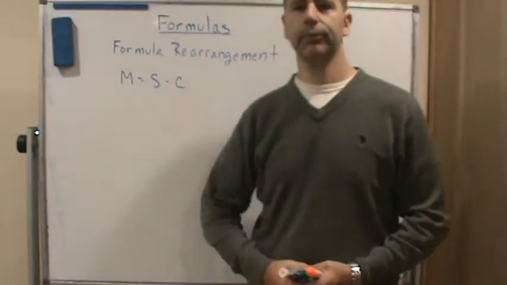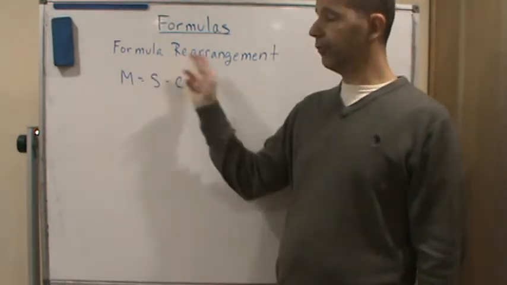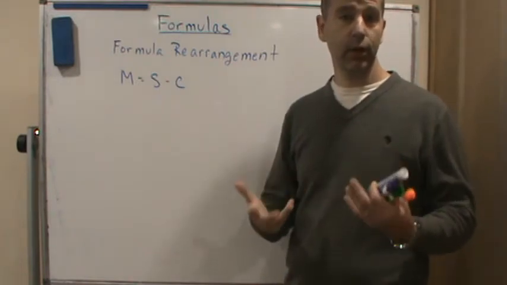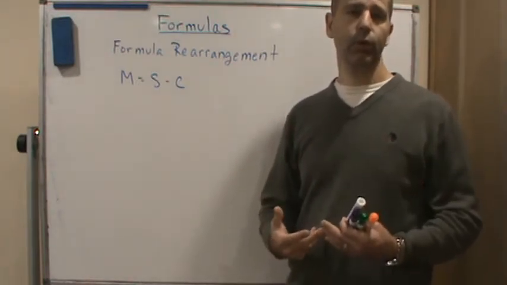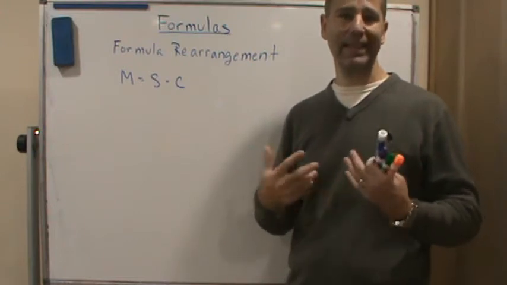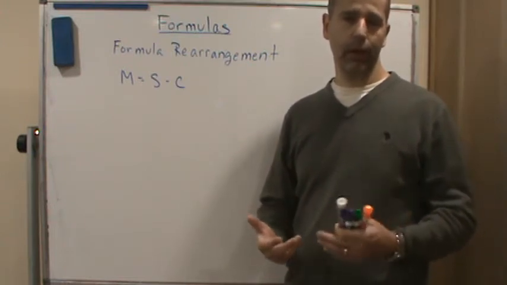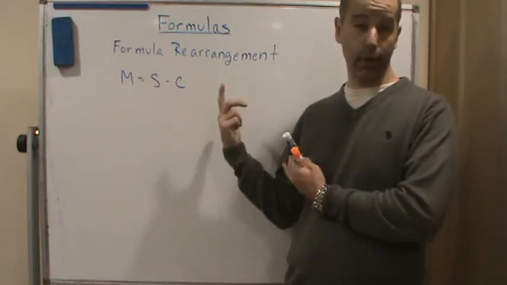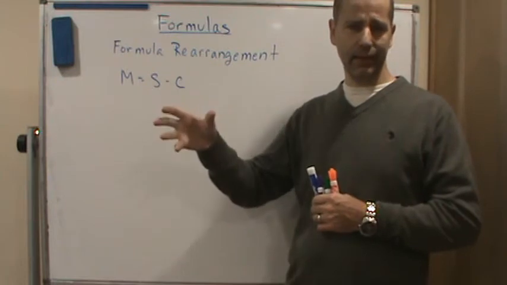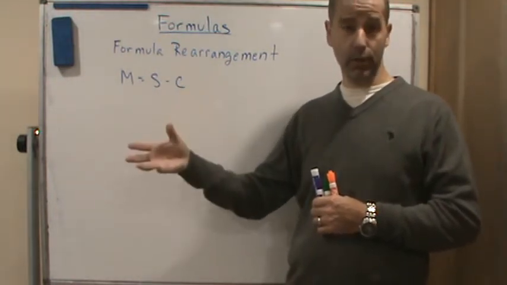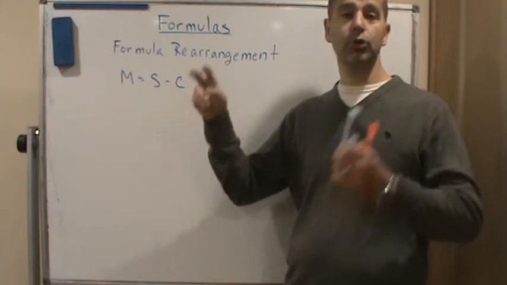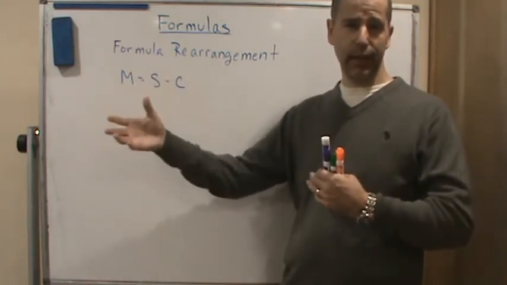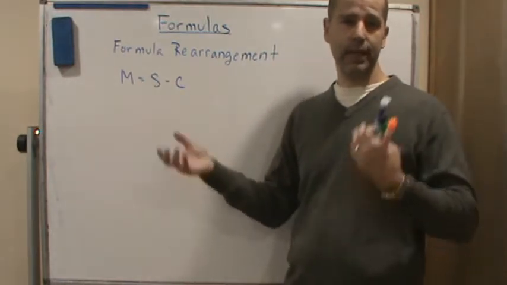Okay, so welcome back. Now we're going to talk about what's called formula rearrangement, but really what it means is variable isolation. You've heard me use the term isolating the variable. What we're doing is rearranging the formula in order to isolate the variable that we're interested in, the one we're trying to solve, so that it's on one side of the equal sign and everything else is on the other side of the equal sign.